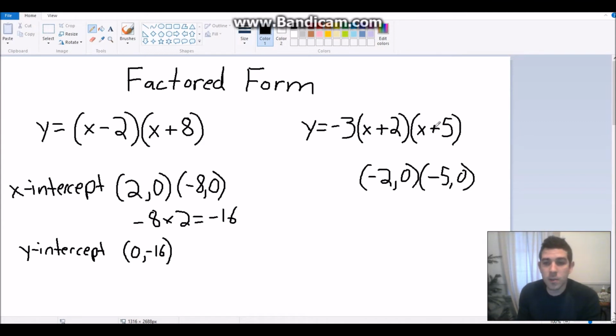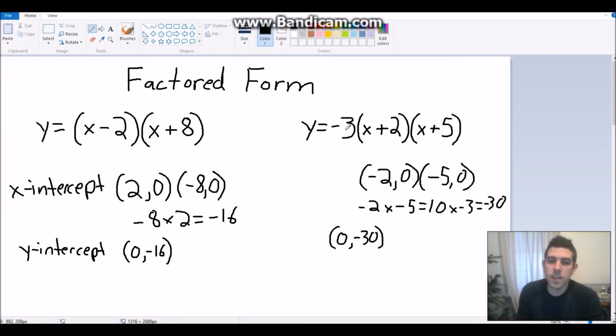Now the tricky part is not only do we multiply the two x-intercepts by each other, but we also have to multiply by any number or coefficient that's in the front of the problem. Like you see this negative 3 here? In this case we would do negative 2 times negative 5, which is positive 10, but then also multiply by this negative 3 that's in front. And that means that we're actually going to get a negative 30. So over here on the second equation, our y-intercept would be 0 and negative 30. So it's a little tricky. Don't forget you have to multiply by that number in front also.